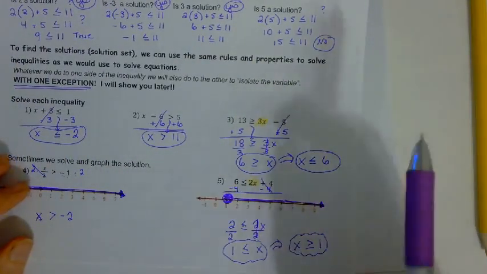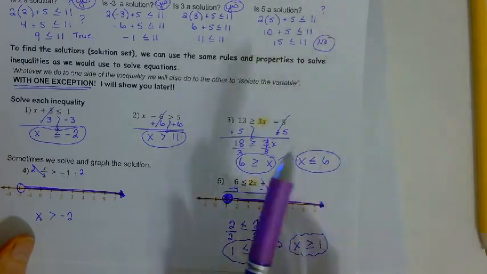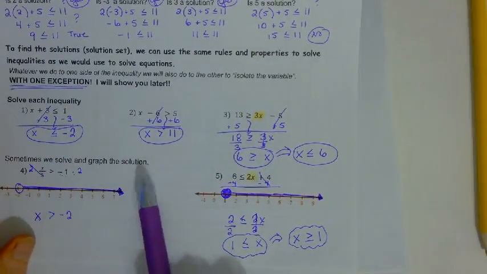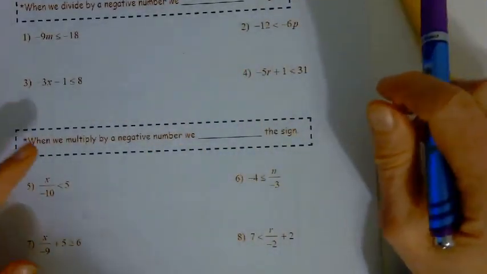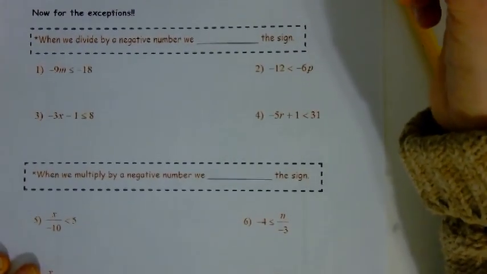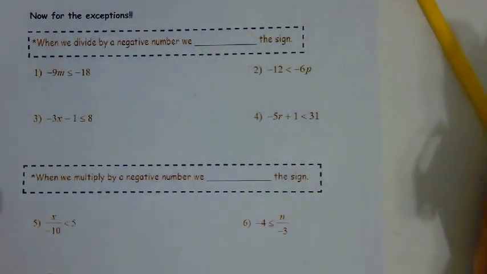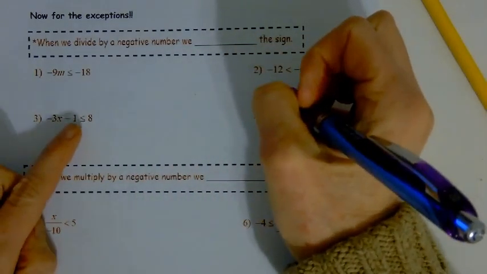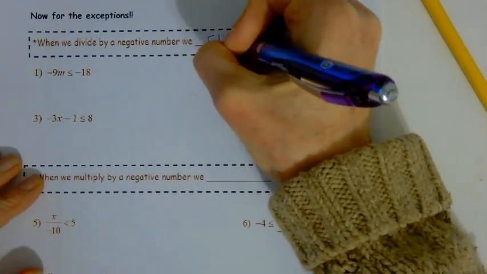Now, there is one exception. When we are solving inequalities, we have to be very careful about one thing. We can follow the rules except for when we multiply or divide by a negative number. We're going to have to do something special. We haven't done that yet. In all of our examples, we haven't had to do this yet. But now I'm going to show you when you have to do this exception. So when we divide by a negative number to solve inequalities, we're going to need to flip the sign. If we don't, we're going to get the wrong solution set.